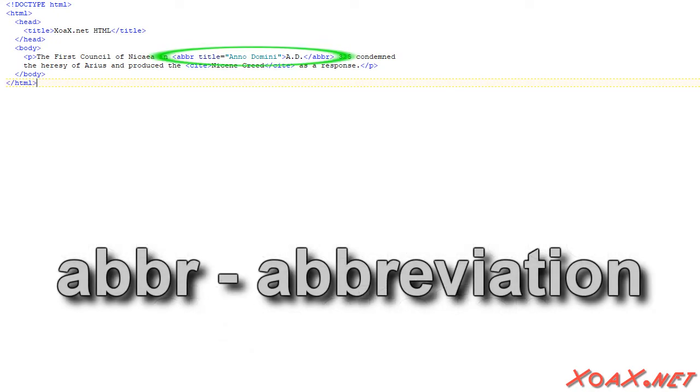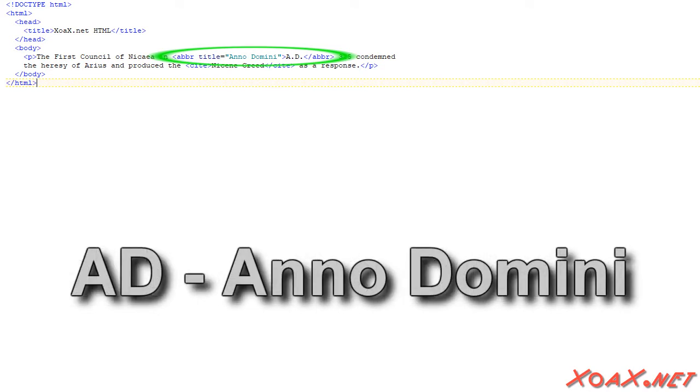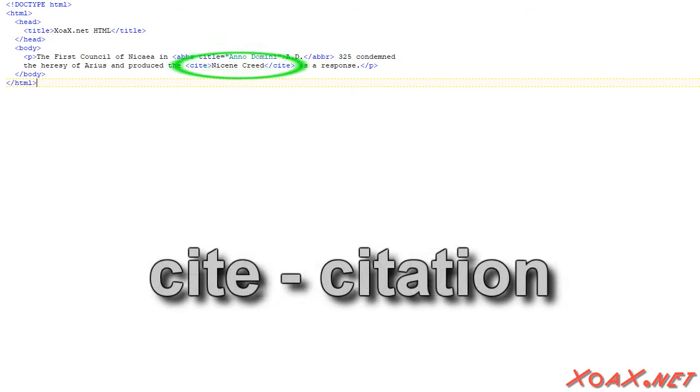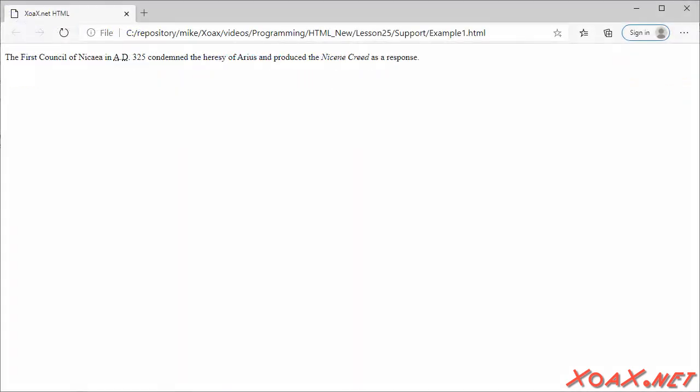An abbreviation element is used for AD, which is the abbreviation for Anno Domini, as indicated in the title attribute. A citation element is placed around the Nicene Creed. Opening this document, we see that AD has a dotted underline beneath it, and Nicene Creed is italicized. The underline only appears because we use the title attribute on AD, and if we hover over it, the title appears as we have seen before. The Nicene Creed is italicized, which is just the default styling.